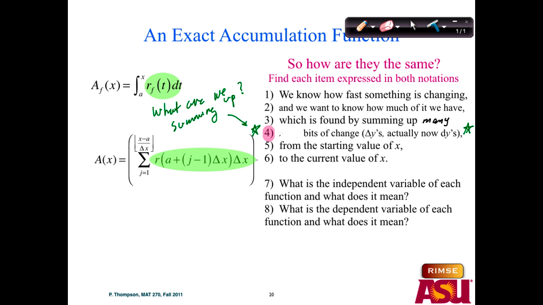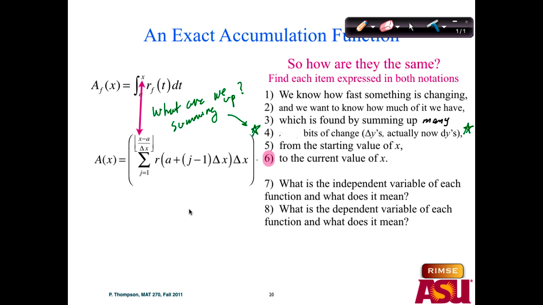Remember that, like the last couple of weeks, we're just summing up m times change in x plus m times change in x plus m times change in x. That's what this does, right? In a nutshell, that's what it does. Each one of those is a little bit of change. And we're accumulating. The starting value of x is a to the current value of x. So x there or x here.